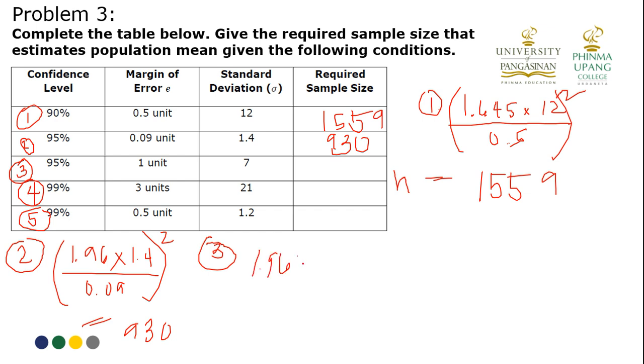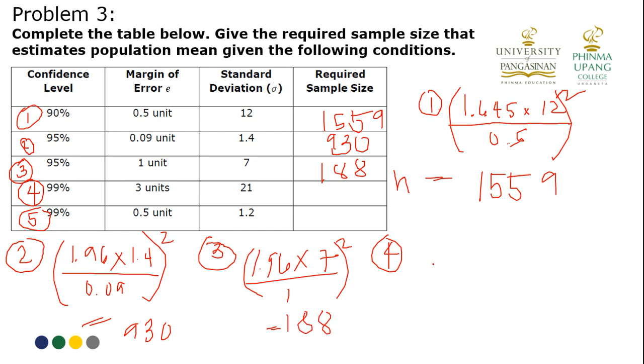95% again is 1.96 times 7 all over 1. The 1 there is useless. Answer for number 3? 188. How about number 4? 99% is 2.575 times 21 all over 3. Just square that. Answer.